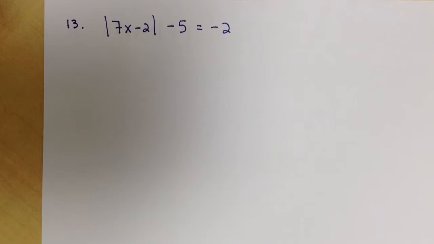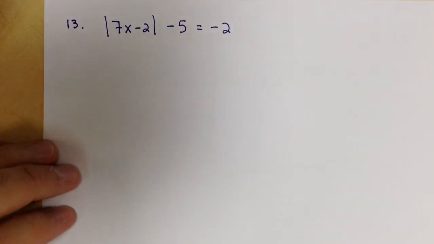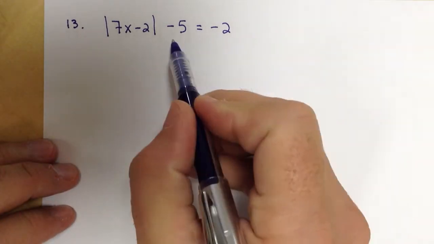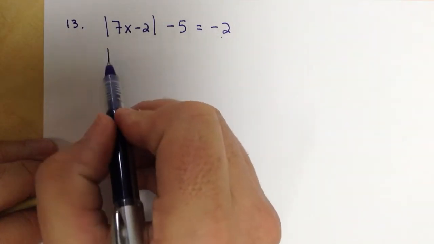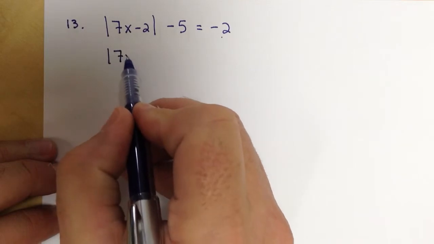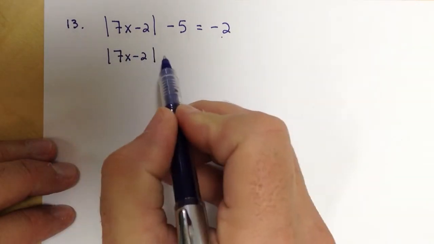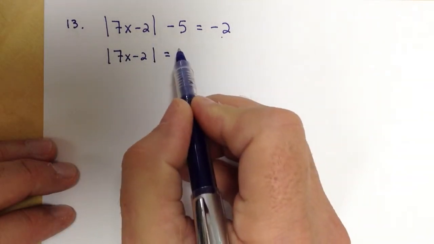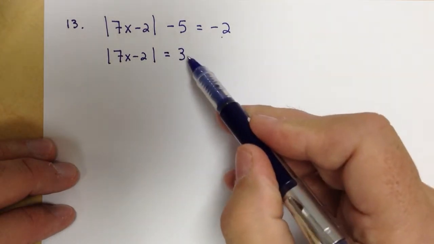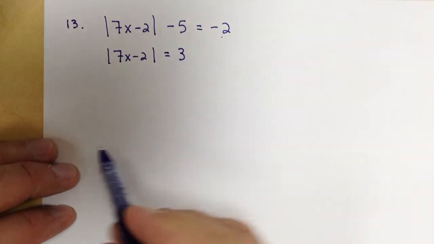For question number 13, I want to solve for x, absolute value. So I need to isolate the absolute value first by adding 5 to both sides. So I get the absolute value of 7x minus 2 equals positive 3, right? Absolute value has to equal positive.